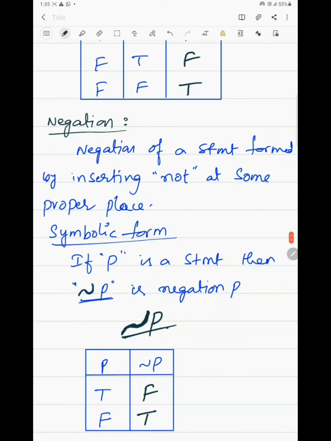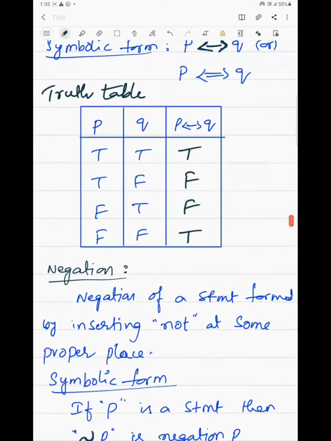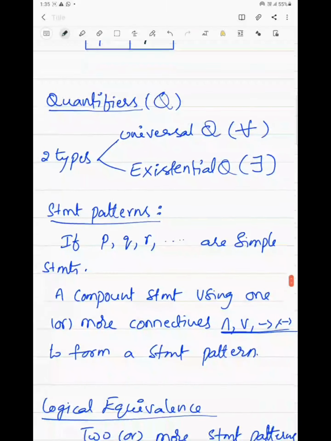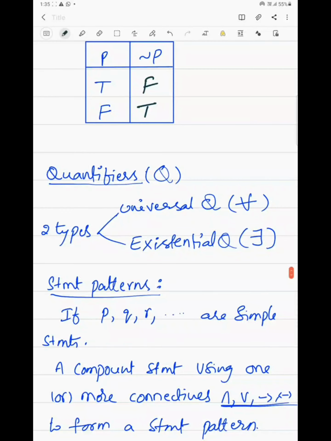This is about the truth tables of the connectives, that is conjunction, disjunction, implication and double implication. The last one is negation. These are the truth tables, right? Yeah. So the next one is quantifiers. Quantifiers are two types. One is the universal quantifier and the second one is the existential quantifier.